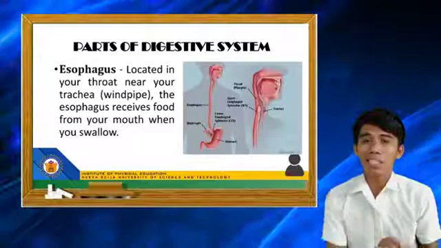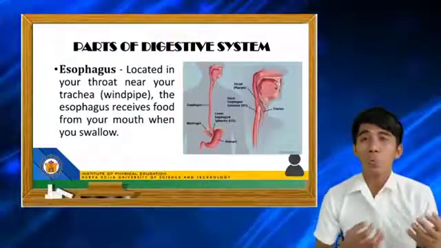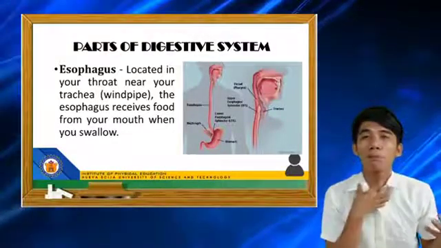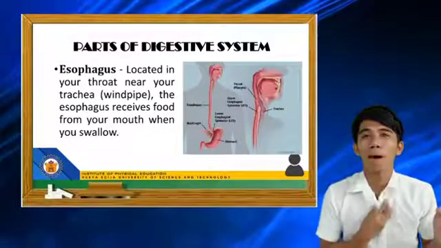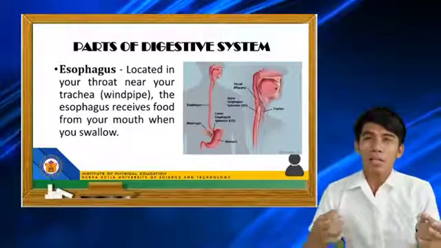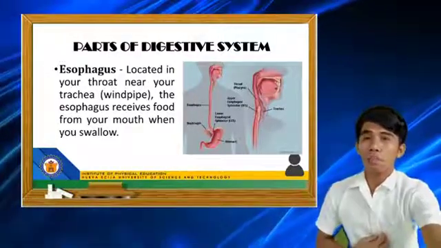Yung peristalsis, parang it is a series of muscular contractions within the esophagus. Yung parang peristalsis, yung mga muscles natin mag-contract para bumaba sa stomach, pababa ng pababa. Esophagus delivers food to our stomach.